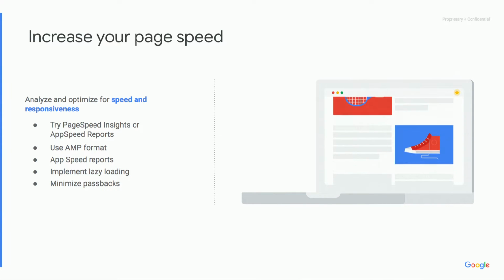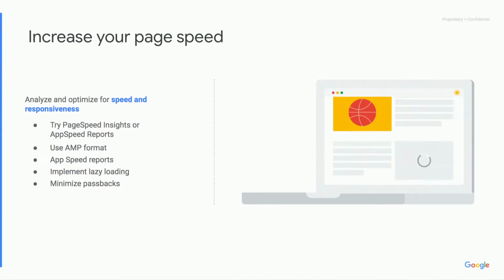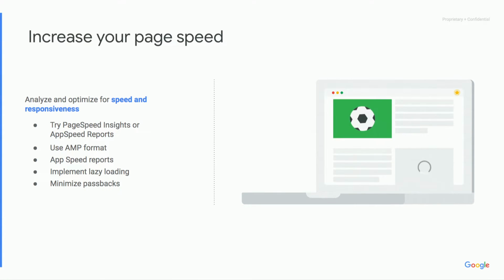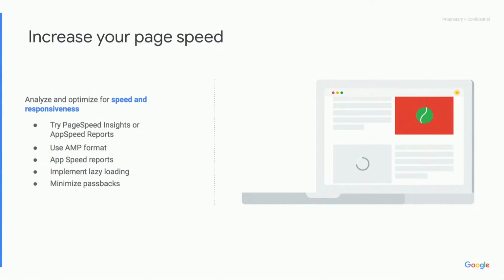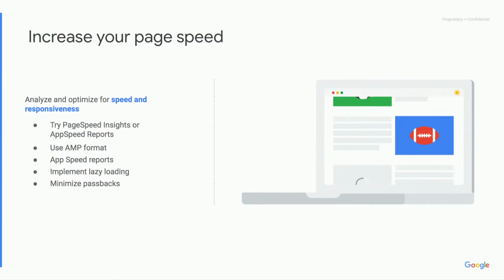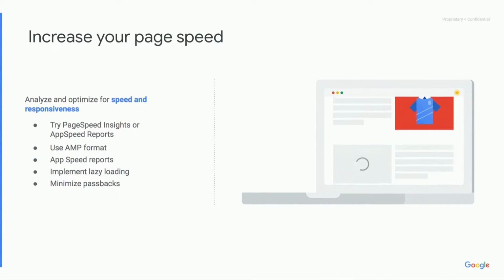Second, we recommend increasing your page speed. So improving your page and app speed to help content and ads load more quickly. Increasing the speed at which your ads load can dramatically increase the viewability of your ad inventory. When ads load faster, people are less likely to leave your site before viewing an ad.